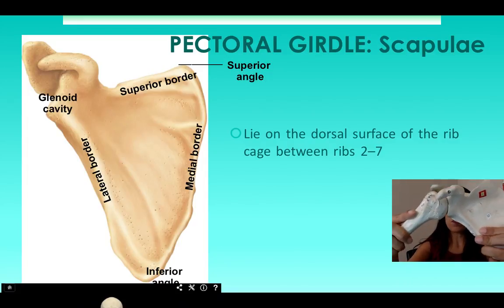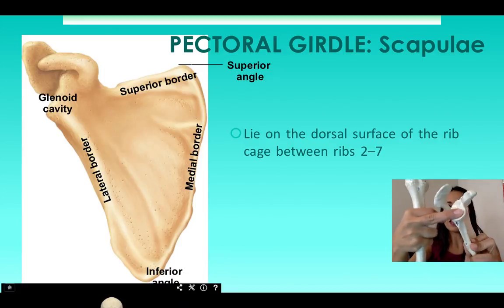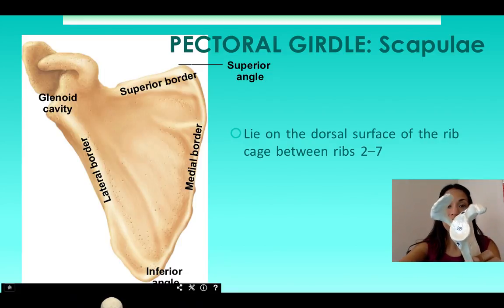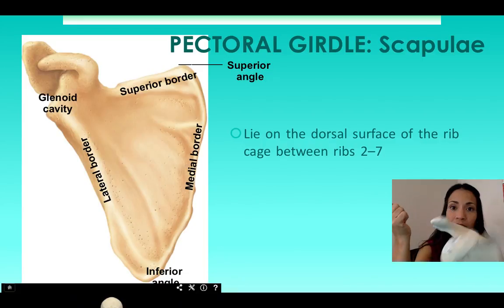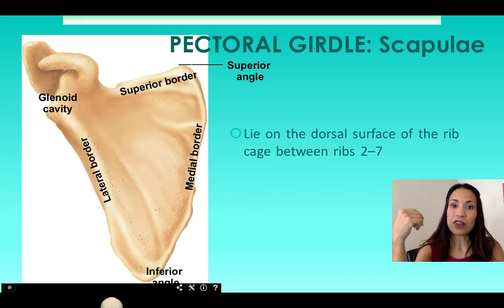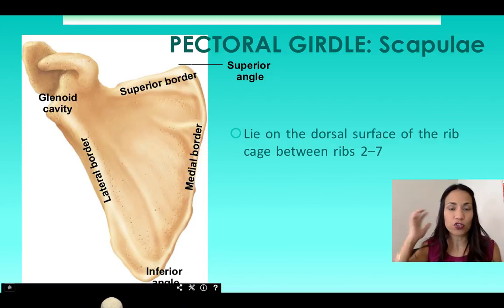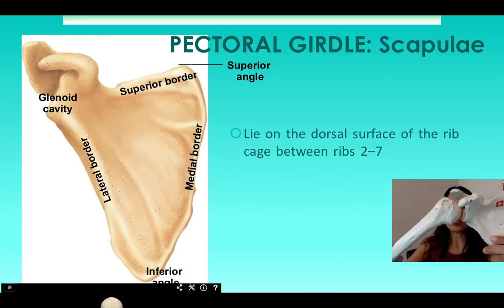But look how easy it is to dislocate, because this glenoid cavity is very shallow. This is one of the features of the pectoral girdle that provides it with a wide range of motion. We can move it a lot because the humerus is not firmly secured into the glenoid cavity.